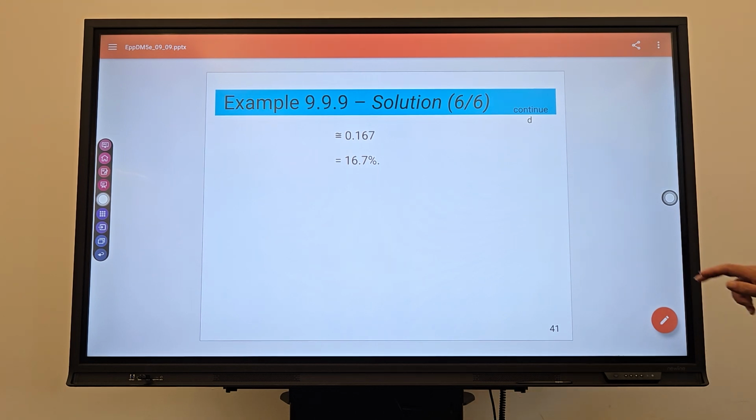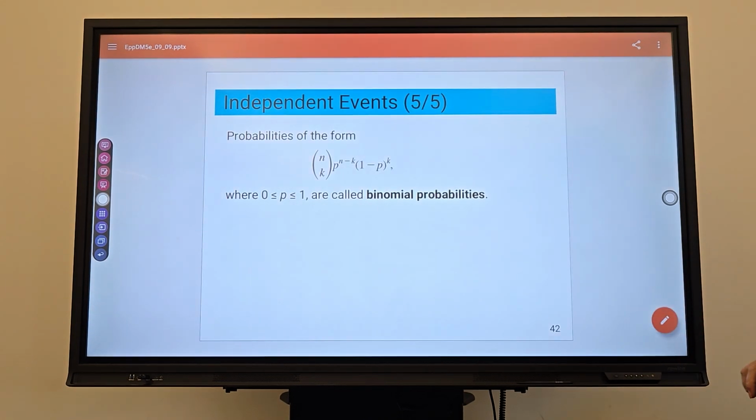So, probabilities of the form n choose k times p to the k, times 1 minus p to the n minus k, where p is between 0 and 1, are called binomial probabilities.